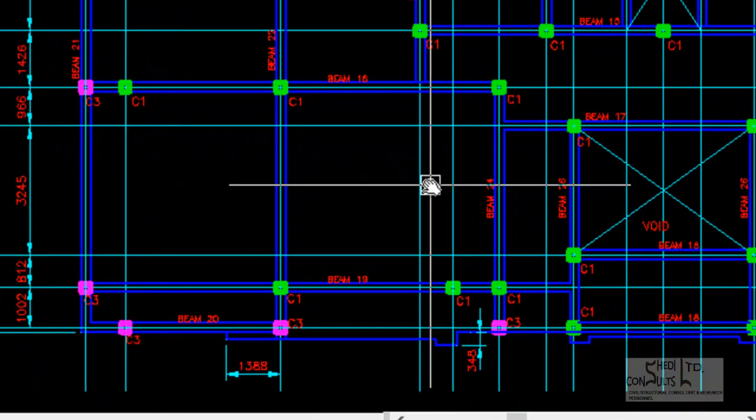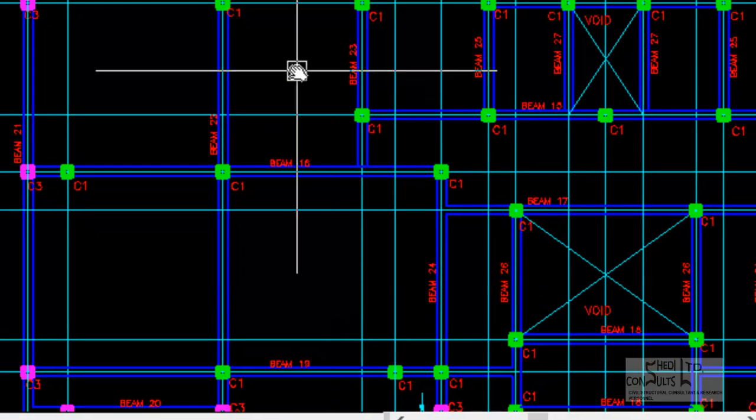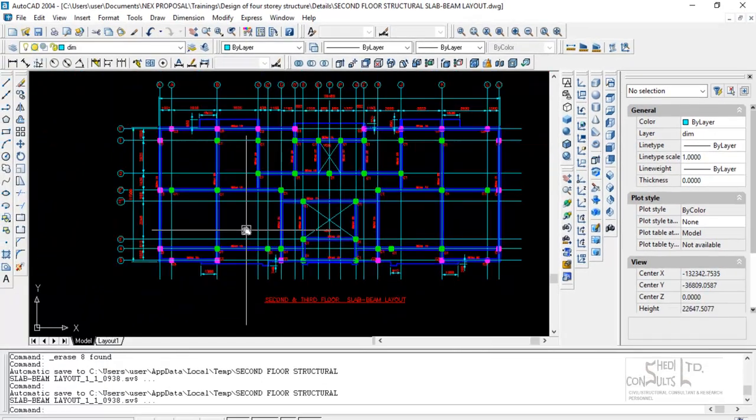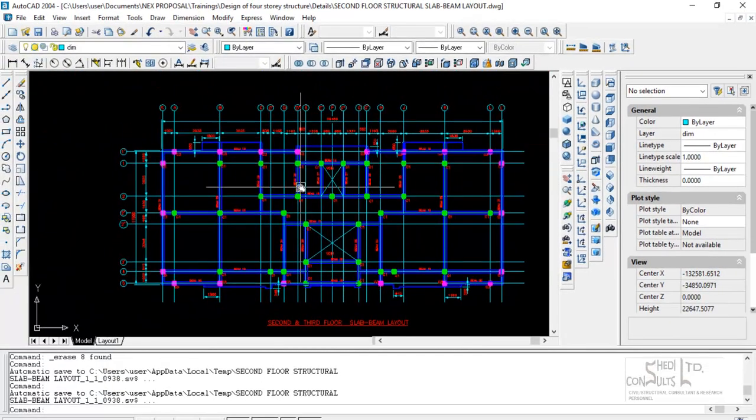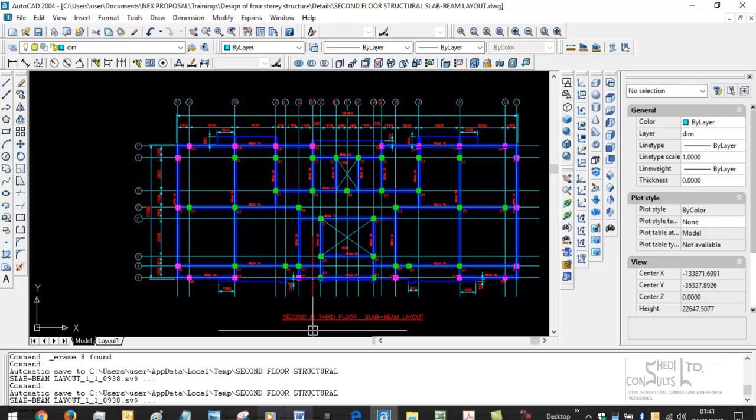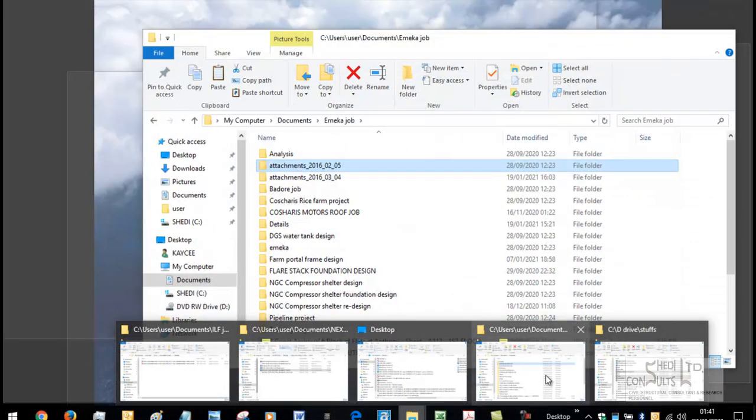If your slab configurations are similar, you will give them the same numbers, panel P1, P2, P3, as the case implies. So this is the second floor and third floor structural layouts. Okay, the next thing we need to look at is the roof structural layouts.